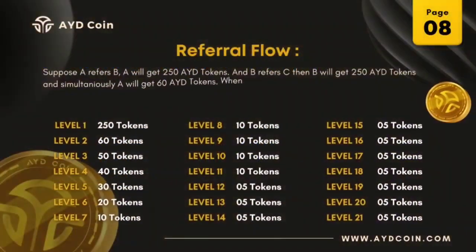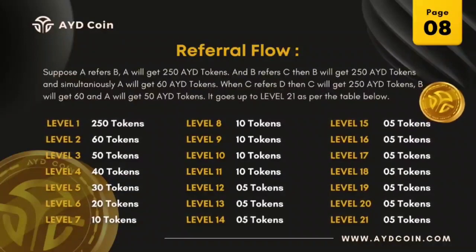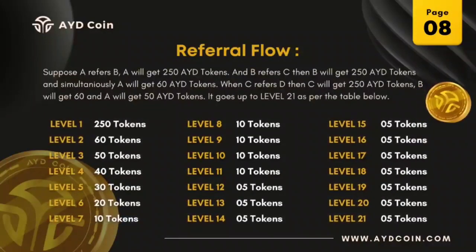Let us understand about the referral flow. Suppose A refers B, then A will get 250 AYD tokens. And B referred C, then B will get 250 AYD tokens and simultaneously A will get 60 AYD tokens. When C refers D, then C will get 250 AYD tokens, B will get 60 and then A will get 50 AYD tokens. It goes up to level 21 as per the table below.